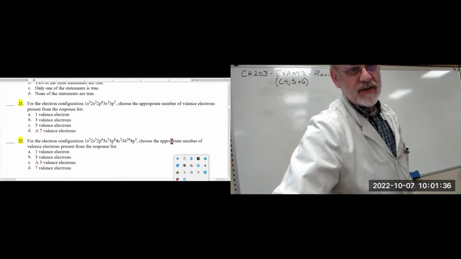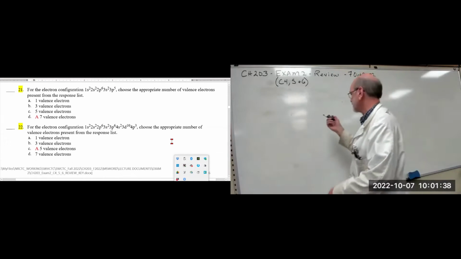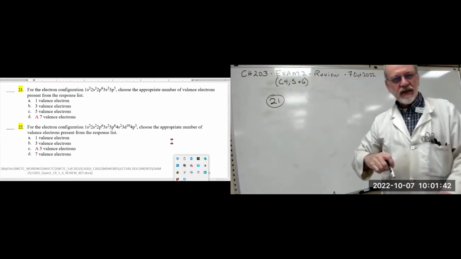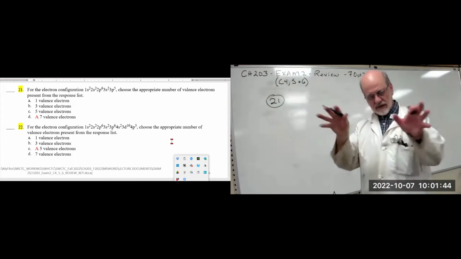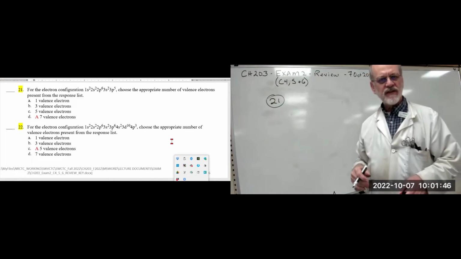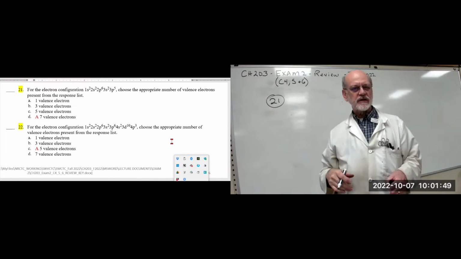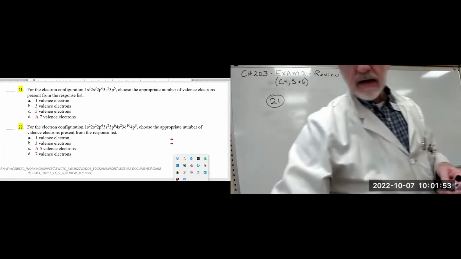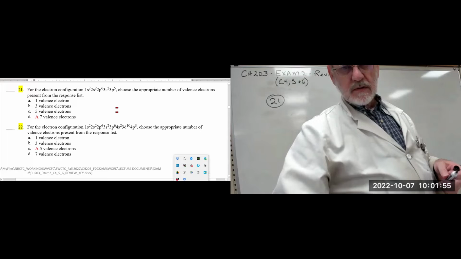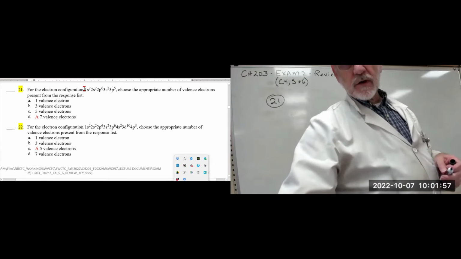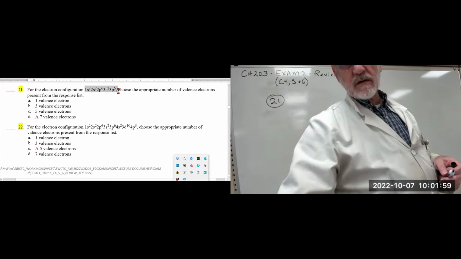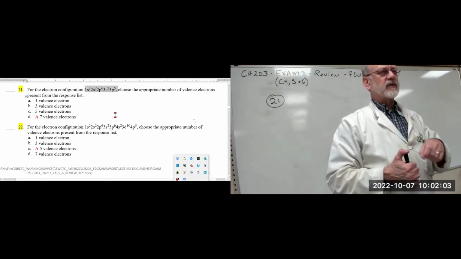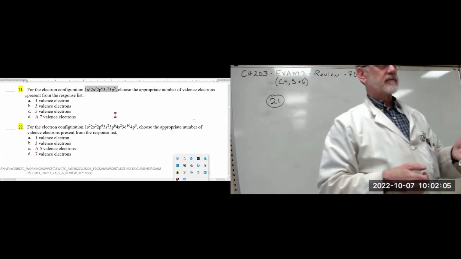Okay. All right, how about this one? 21. For the electron configuration, there it is. Choose the appropriate number of valence electrons present from the response list. All right. Let's see, I'm going to try to use my pointer here. So if we look at this thing right here, what are the valence electrons? Where do you find them?